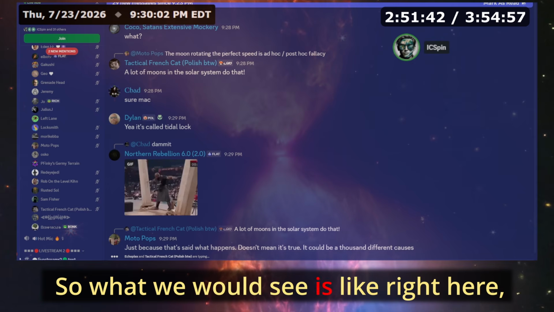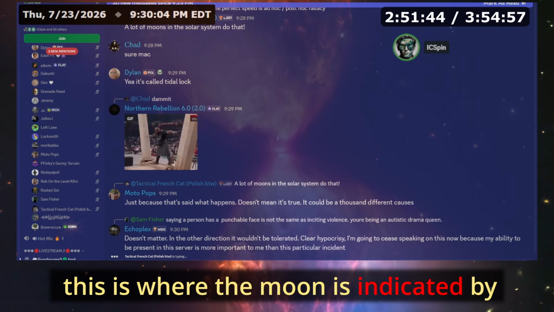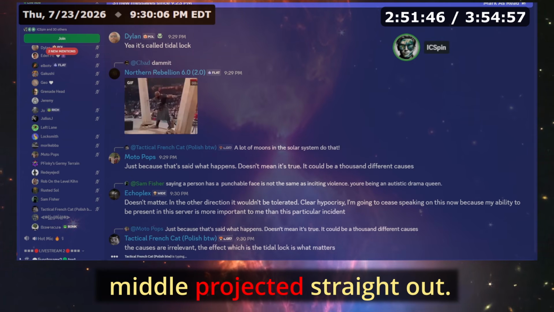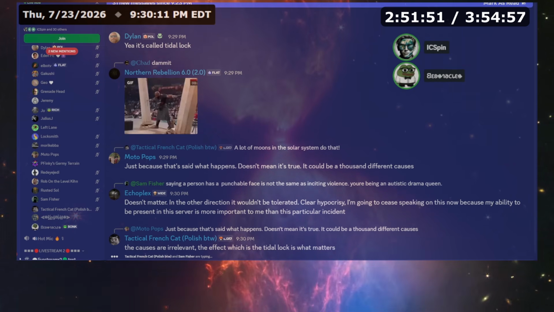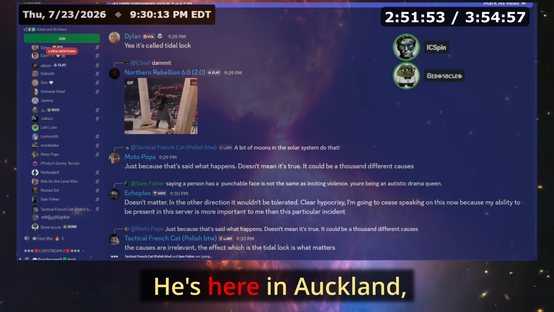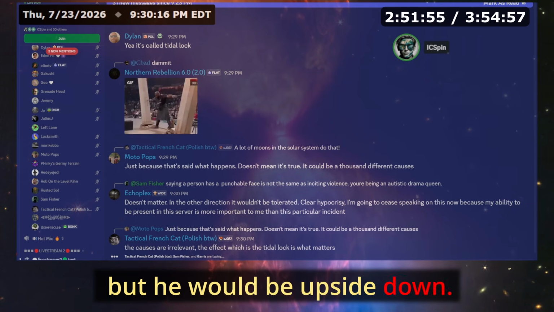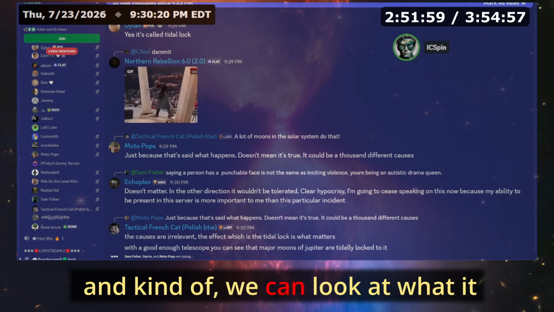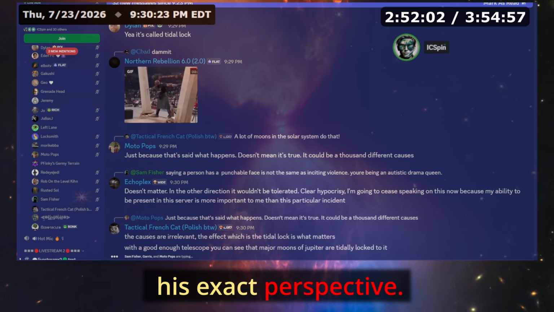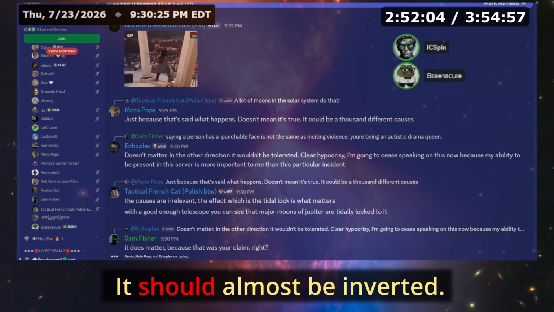So what we would see is right here. This is where the moon is, indicated by this dot, sort of in the middle, projected straight out. That's the GP of the moon at that time. Yep, at that exact time. He's here in Auckland, so he would be upside down. This is an update I'm trying to work on, where we can look at what it should look like from his exact perspective. It should almost be inverted, yeah.